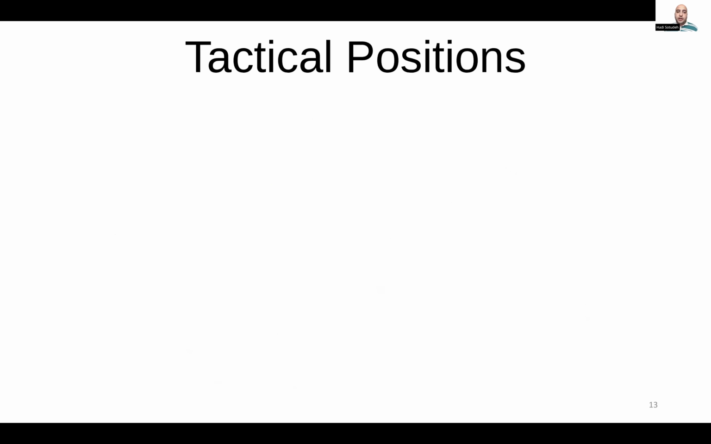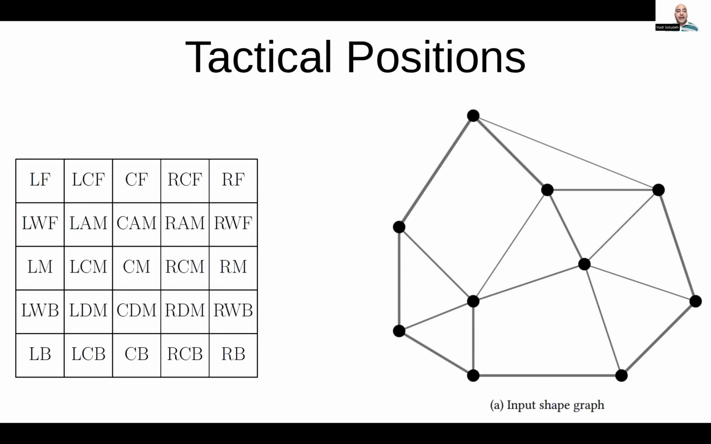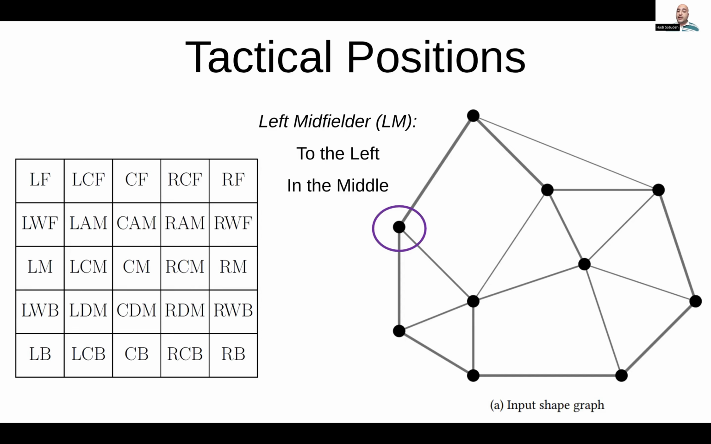We are going to start by first inferring the positions, where you have the shape graph for each frame of the match for each team, and we have 25 tactical position possibilities for each player. Ideally, we want to be able to say this player who has been highlighted is a left midfielder because he is to the left of this graph in a horizontal manner, and vertically he is in the middle.